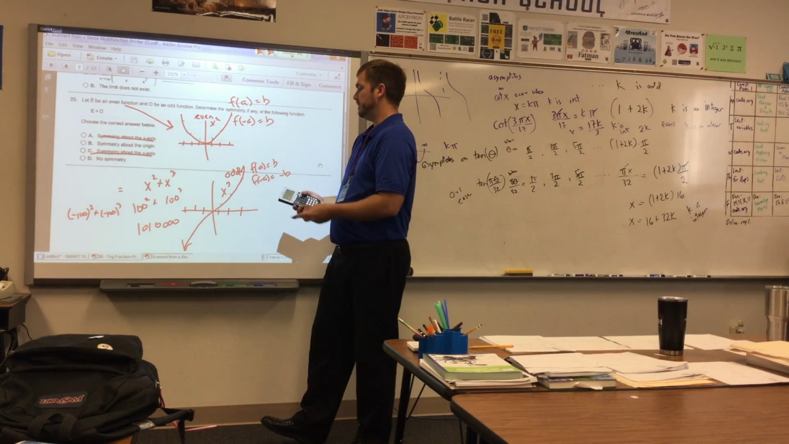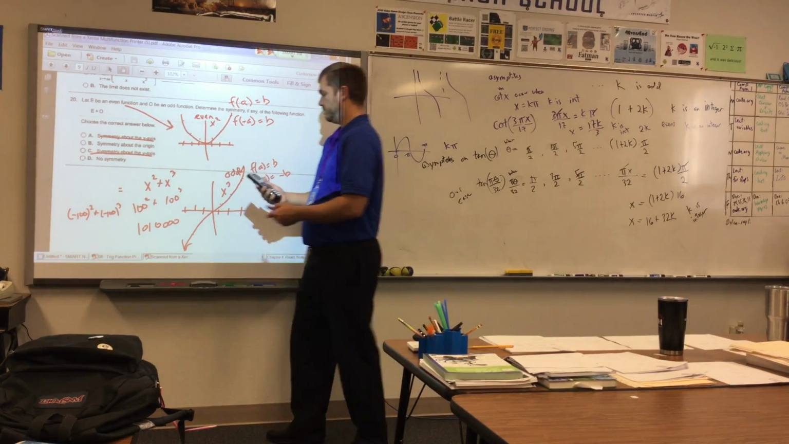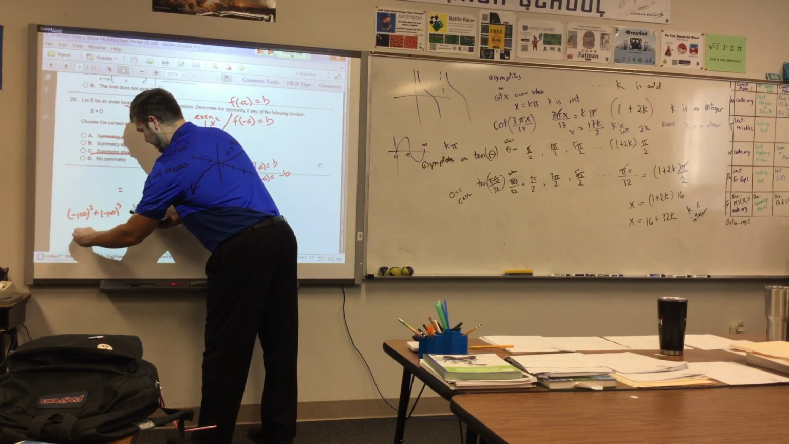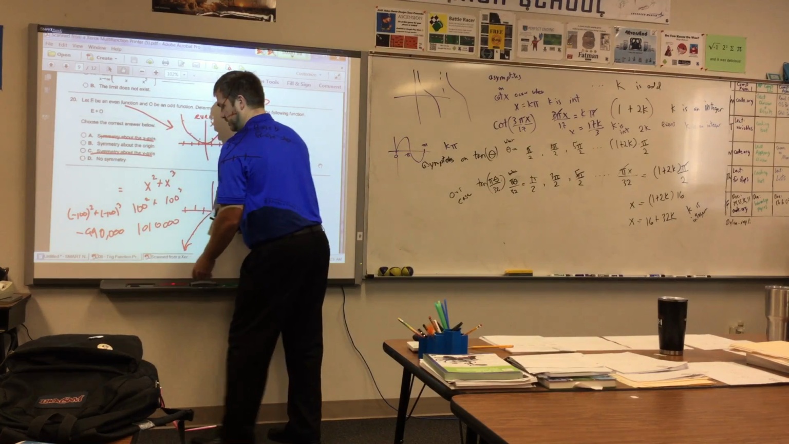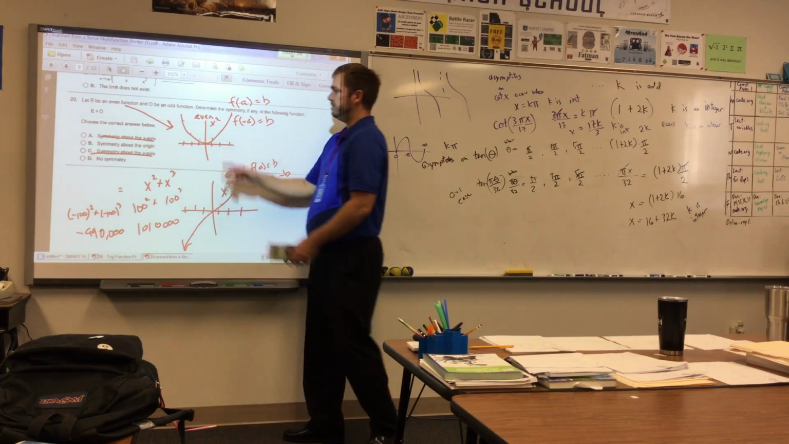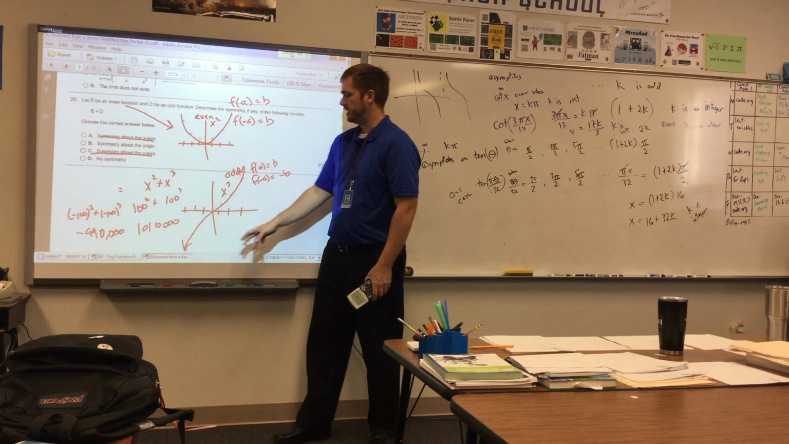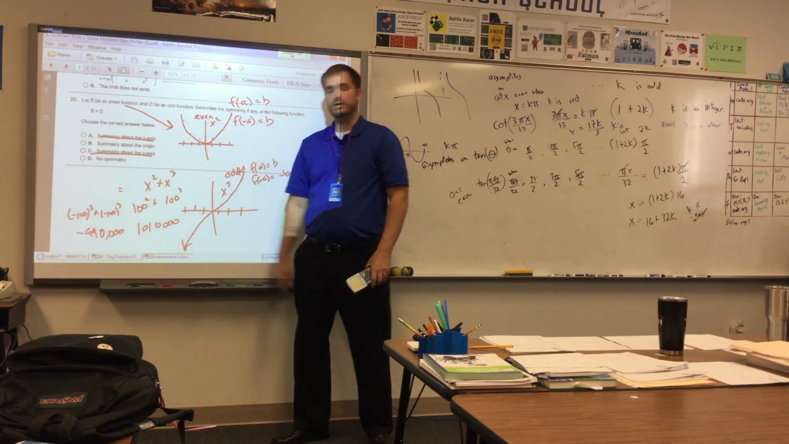Well, it's definitely negative 990,000. If there was symmetry about the origin, then we would see that it would have been negative 1,010,000. Okay. Yeah.